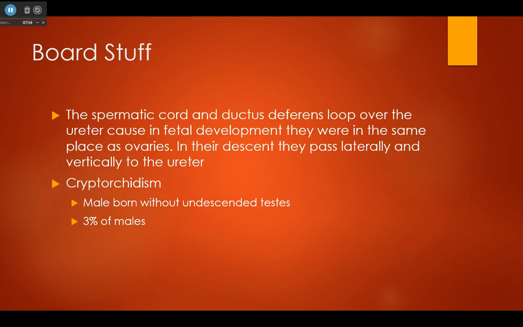Now, cryptorchidism, this is what happens when a boy is born without the testes having descended into the scrotum. So again, pediatricians will check if the testes are not there. They will do surgery to pull them into the scrotum because the male will be sterile. He will not be able to produce sperm if the testes are still in the body. He can still make testosterone. He'll still be a boy. He'll just have nothing in his scrotum. So crypt means hidden, and apparently orchid means testis. 3% of males have this condition and have to get the testes brought into the scrotum so they can function properly.